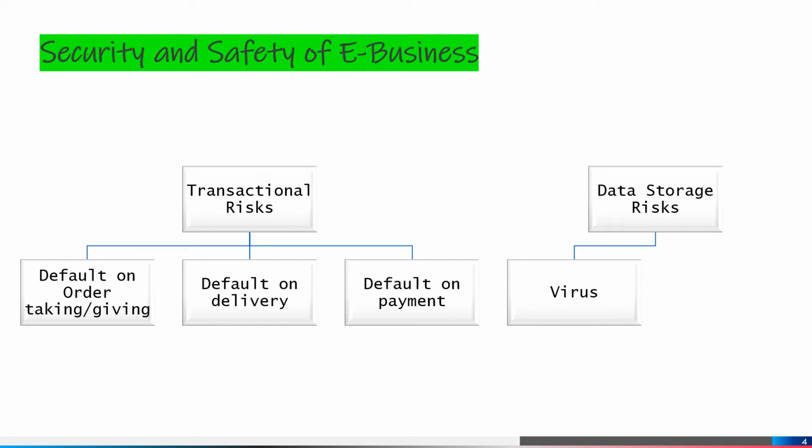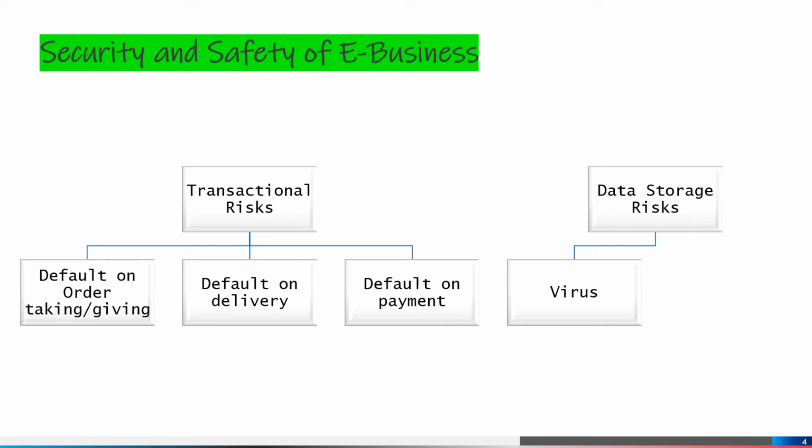Now we will understand the different kinds of data storage risk. So what is data storage risk? Vital information is already available when we make certain transactions, when we buy or sell goods over these online means. This vital information can be stolen, or it can be modified by certain people for some selfish motive, or maybe for fun. So this kind of risk is called data storage risk.